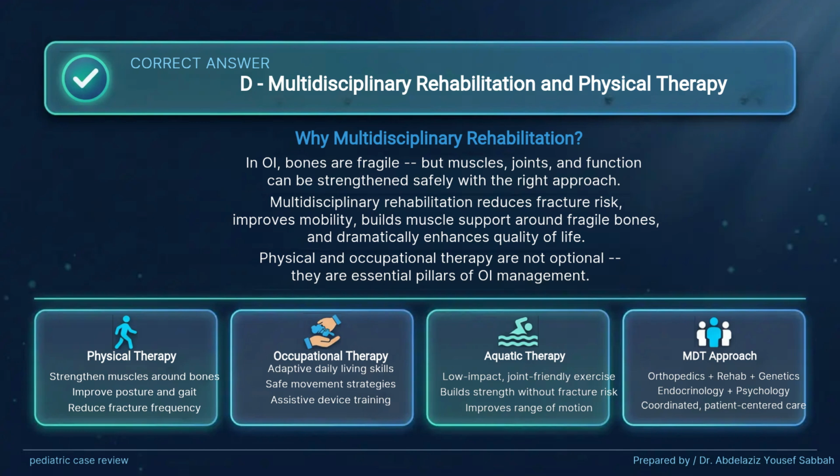Occupational therapy focuses on adaptive daily living skills, safe movement strategies, and assistive device training. Aquatic therapy is a low-impact, joint-friendly exercise that builds strength without fracture risk. The multidisciplinary team approach involves orthopedics, rehabilitation, genetics, endocrinology, and psychology working together in a coordinated, patient-centered model. Physical and occupational therapy are not optional in osteogenesis imperfecta management. They are essential pillars.